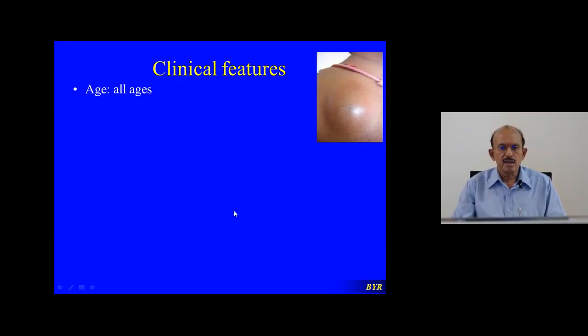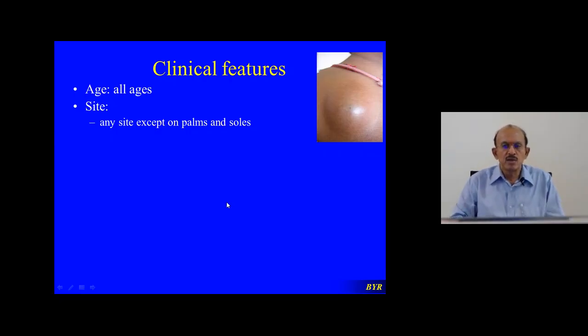Clinical features. It occurs at all ages. Site: any site except on the palms and soles. Why don't sebaceous cysts occur on the palms or soles? Why they don't occur? Yes, because there are no sebaceous glands in the palms and soles.